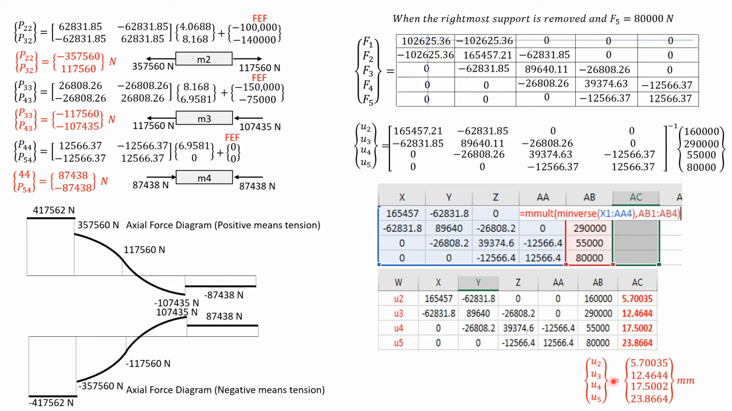So U2 will be equal to 5.70035. U3 is 12.4644, 17.5002 U4, and U5 23.8664. All these units will be in mm. So that's it for a case where you encounter 4 by 4, 5 by 5, especially trusses later. Then you should use Excel to get the product of the inverse of a matrix and another matrix, conformal matrix.